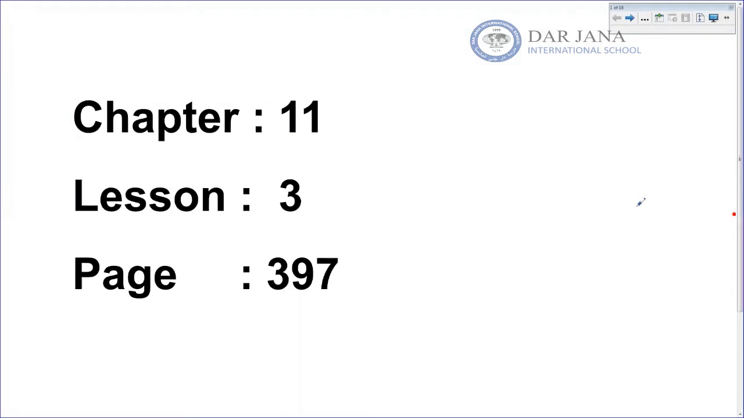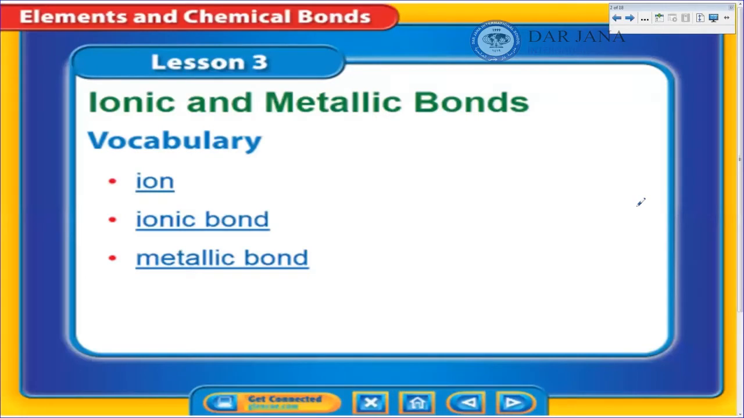Hello everybody, today we will continue chapter 11, lesson 3, page 397. In this chapter we will discuss ions, ionic bond and metallic bond.